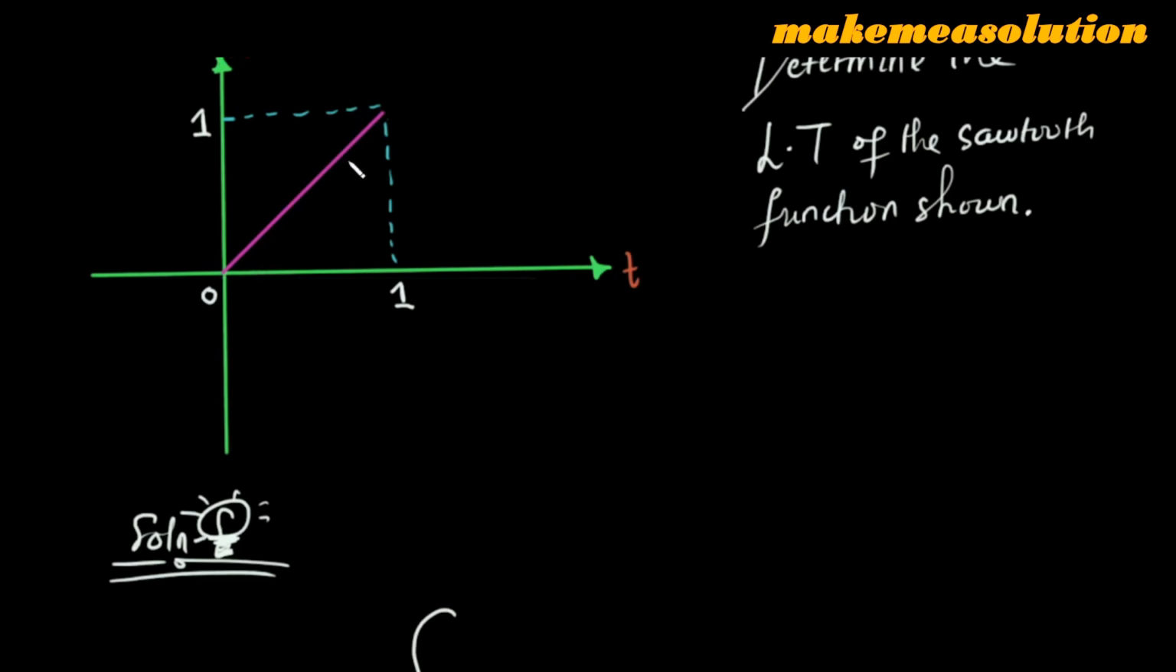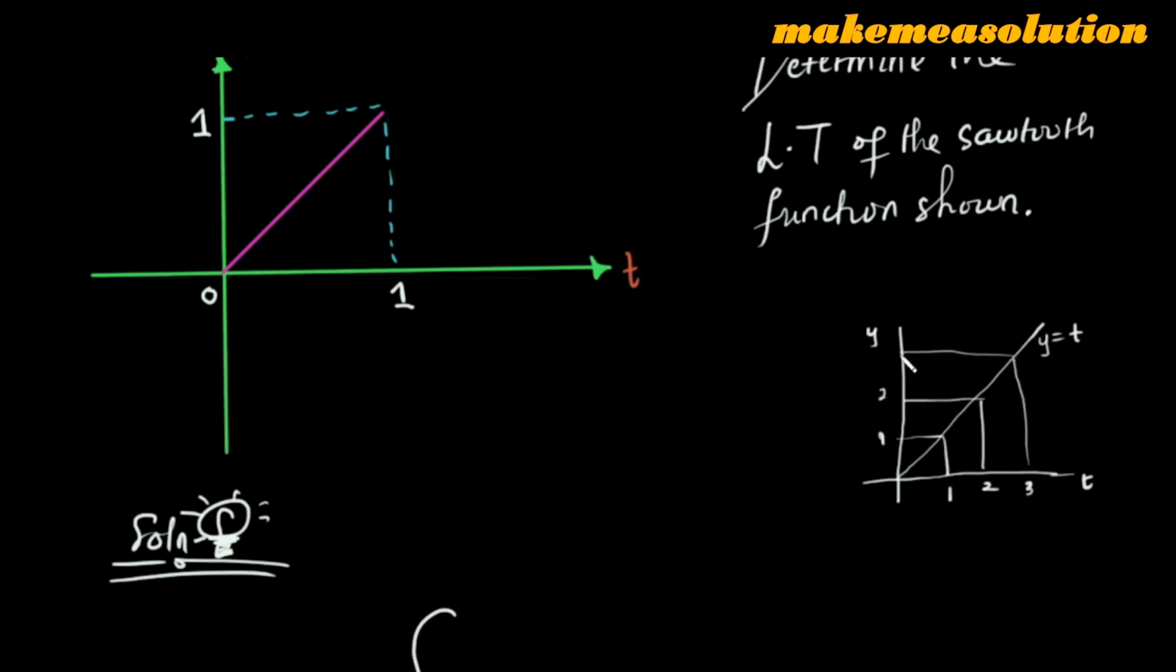A ramp function is a function whereby, let me just demonstrate it, it's a ramp function like this. So y is equal to t. This is your y and this is your t. It's a function that returns an image of the input that you give to it. If you give it an input of 1, it returns 1. If you give it an input of 2, it returns 2 on the output. If you give it an input of 3, it returns 3 on the output. So generally, y of t is equal to t. That's the definition of a ramp function.